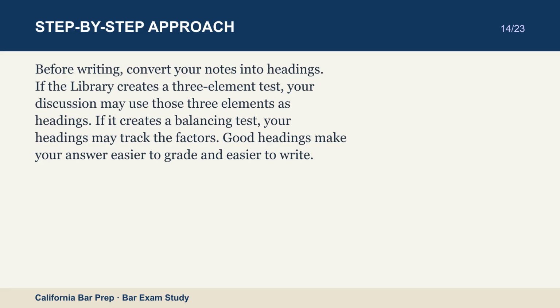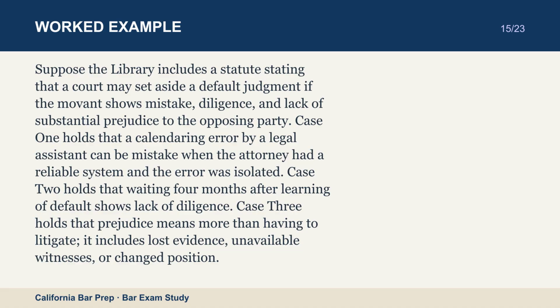Suppose the library includes a statute stating that a court may set aside a default judgment if the movant shows mistake, diligence, and lack of substantial prejudice to the opposing party. Case 1 holds that a calendaring error by a legal assistant can be mistake when the attorney had a reliable system and the error was isolated. Case 2 holds that waiting 4 months after learning of default shows lack of diligence. Case 3 holds that prejudice means more than having to litigate. It includes lost evidence, unavailable witnesses, or changed position. A poor answer would summarize each case in separate paragraphs and then conclude.